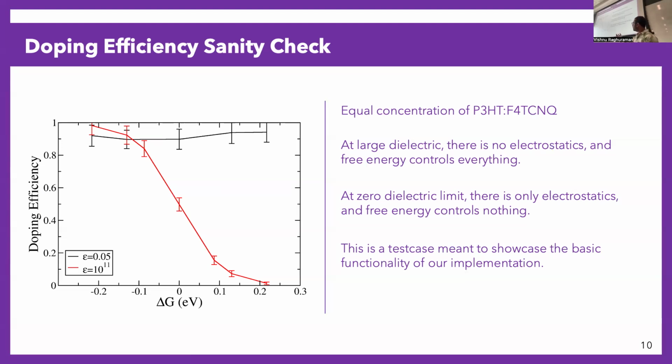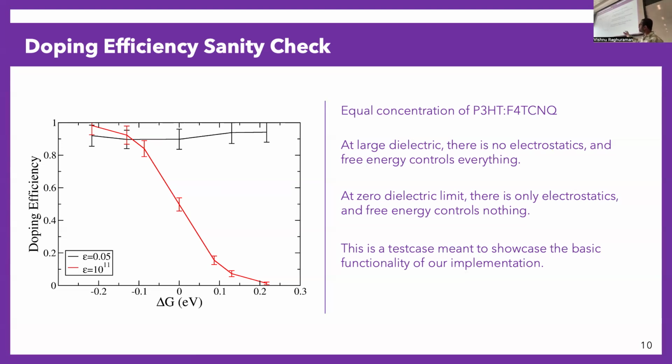So if your delta G is zero, then there's truly nothing governing the reaction at all. So you have 50% doping efficiency. It's basically a coin flip. And if you start biasing the reaction with positive delta G, that means you don't want it to happen, so your doping efficiency will fall off. And then as you start encouraging it with negative delta G, your doping efficiency will go up.